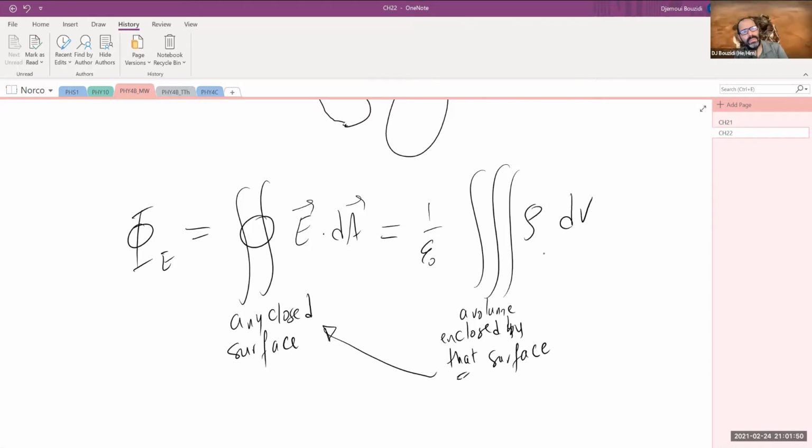It looks ugly, doesn't it? But that's not how we use it. We don't use it this way at all. So let's find a way that we can find the electric field using this and come up with a prescription. What time is it?